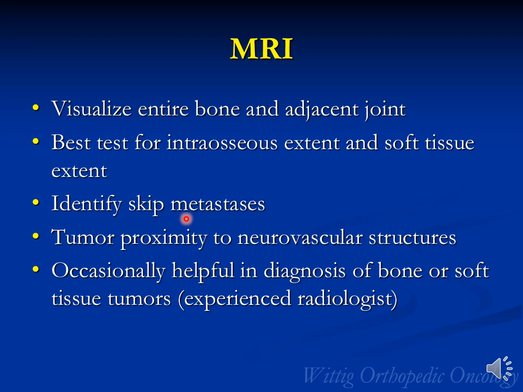It's useful for identifying skip metastases, which is an intraosseous metastasis separate from a primary malignant tumor or primary sarcoma, like an osteosarcoma. So, for instance, having an osteosarcoma develop in the distal femur, but having a skip metastasis in the proximal femur. It's useful for determining the proximity of the tumor to the neurovascular structures. It's occasionally helpful in the diagnosis of a bone or soft tissue tumor, but rarely helpful in the differential.